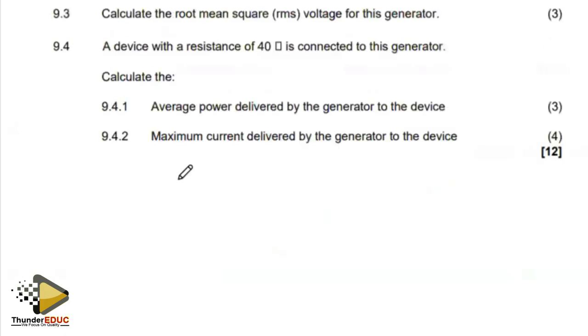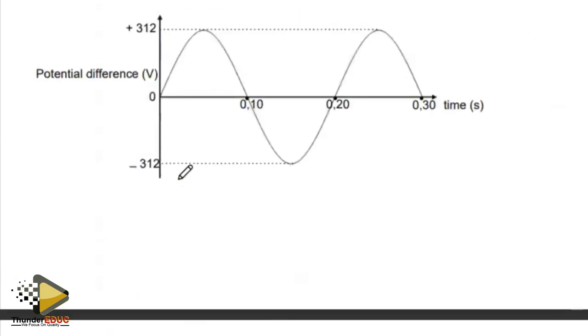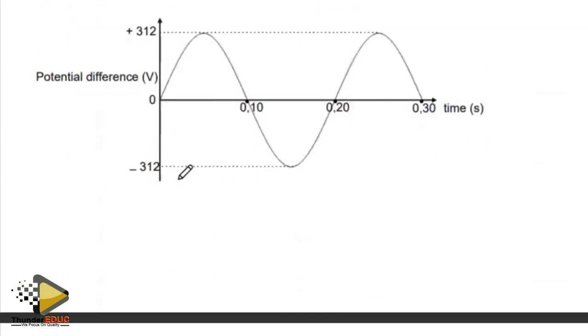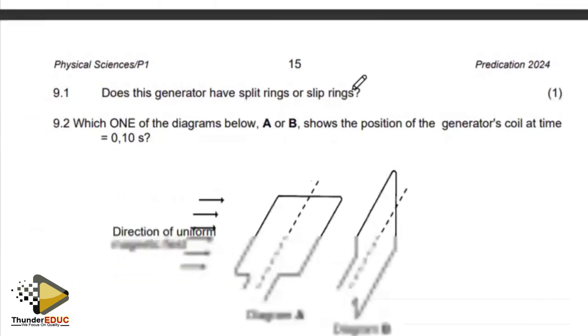Okay, back to our practice questions. They're telling us the diagram below shows the voltage output of a generator. Then we have 312 and negative 312, the time intervals, and the graph is given to us. As long as it is a sine graph, this is an AC generator.